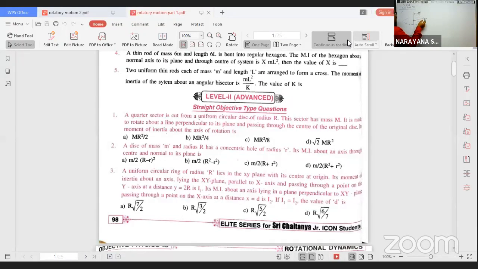Suppose m is the mass of the sector, which makes an angle theta at the center, then the mass of the entire disc is say m naught, which makes an angle 2 pi radians at the center. This entire disc makes an angle 2 pi radians at the center, no? For 1 radian, what is the mass? Mass of the circular disc which makes an angle of 1 radian at the center is equal to m naught by 2 pi. For this angle theta, what is the mass? It means into theta.